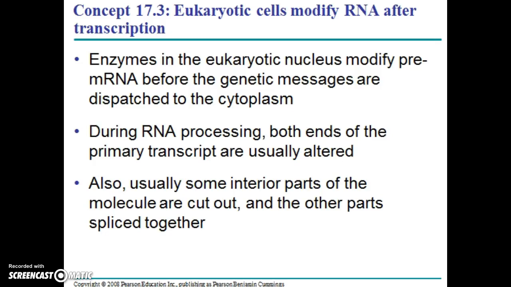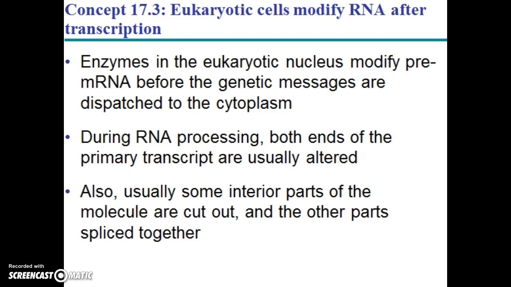Welcome to Chapter 17, Concept 17.3. 17.3 focuses on how RNA is modified after it has been transcribed. This modification is done by various enzymes and occurs before the RNA leaves the nucleus. Keep in mind the DNA synthesizes RNA, and this is done inside the nucleus of eukaryotic organisms. RNA is then capable of leaving the nucleus, but this only happens after some modification has been done.